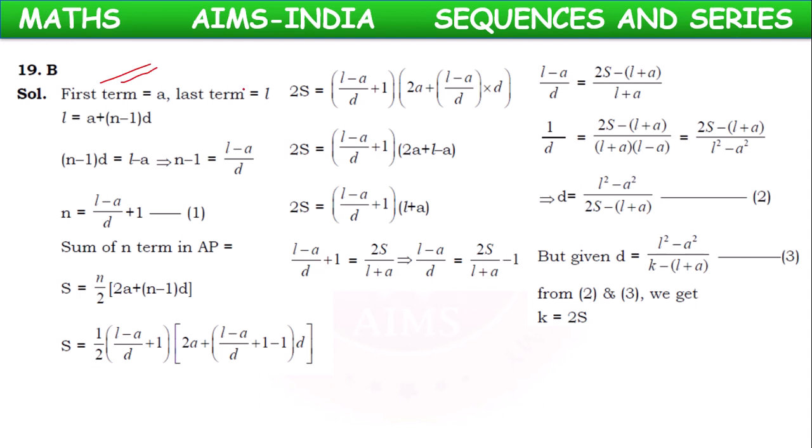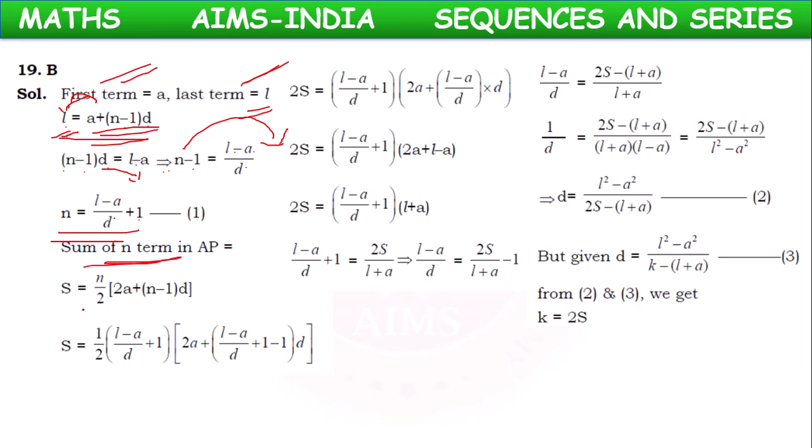So first term a, last term l, but the last term formula is a plus n minus 1 into d. So if a goes this side, it will become l minus a. We can write this as n minus 1 into d equal to l minus a. And if d comes this side, n minus 1 equals (l minus a) by d, and if 1 comes this side, n equals (l minus a) by d plus 1. This is the n value.